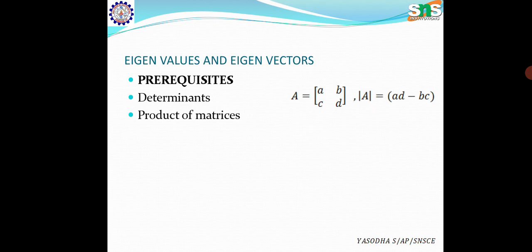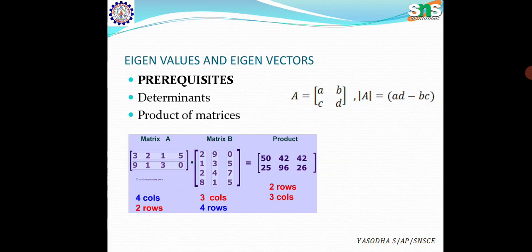Next, the product of matrices. What is the product of matrices? The product of two matrices is defined if the number of columns in the first matrix is equal to the number of rows in the second matrix. The resulting matrix will have the same number of rows as the first matrix and the same number of columns as the second matrix.